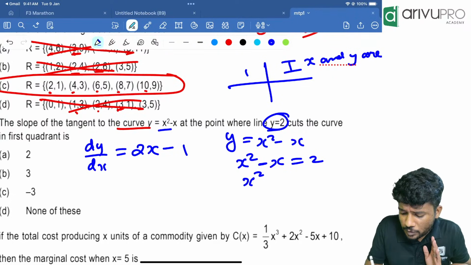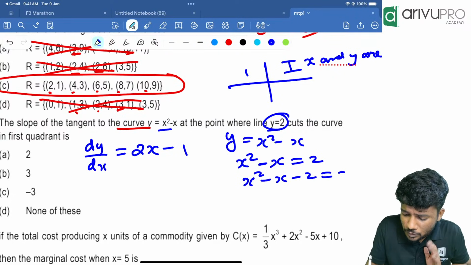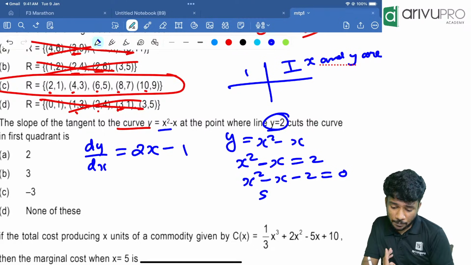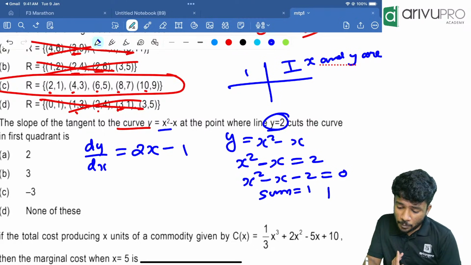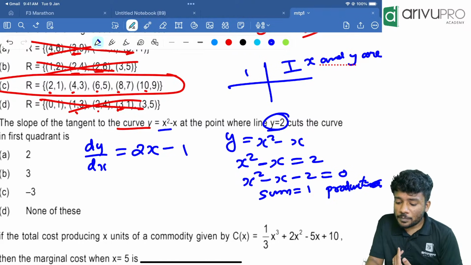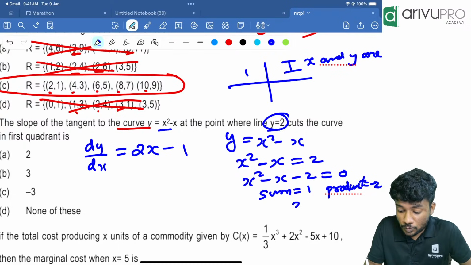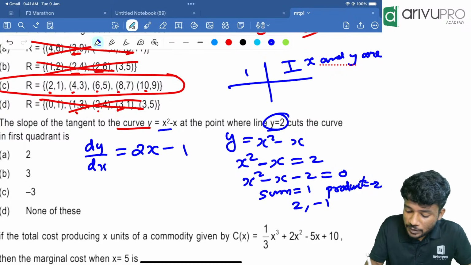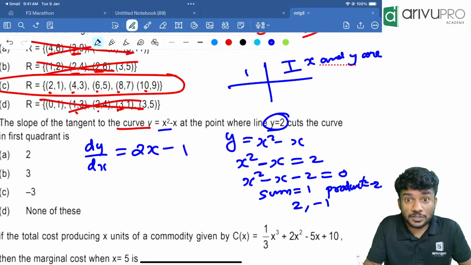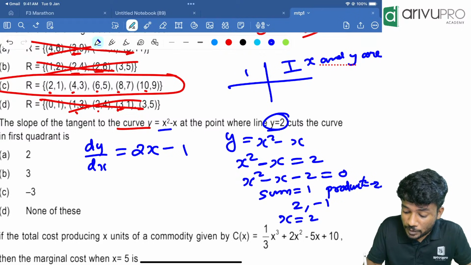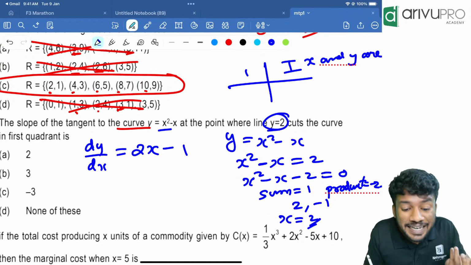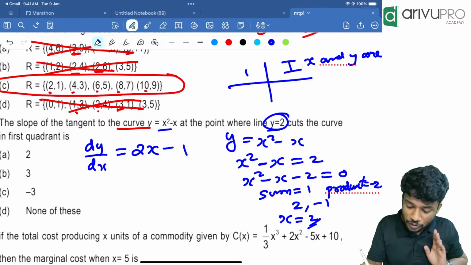Then from that, x square minus x minus 2 is equal to 0. Look here, the sum is equal to 1, the product is equal to minus 2. Which numbers will give product as minus 2 and sum as 1? 2 comma minus 1. Since it is cutting at a positive quadrant, x is equal to 2. We will ignore minus 1. Got the point? x is equal to 2.